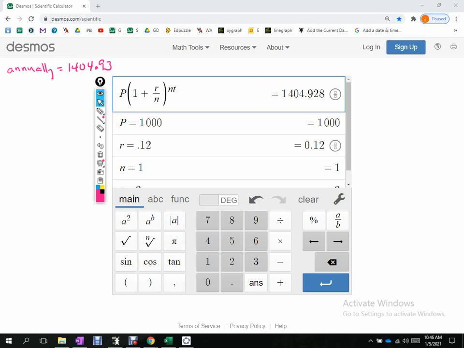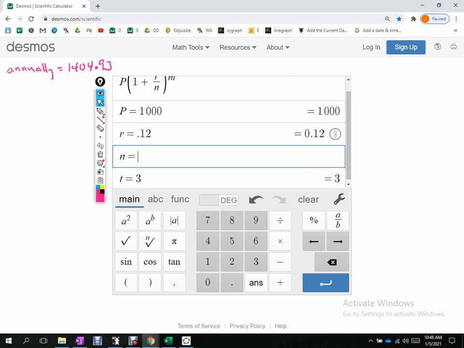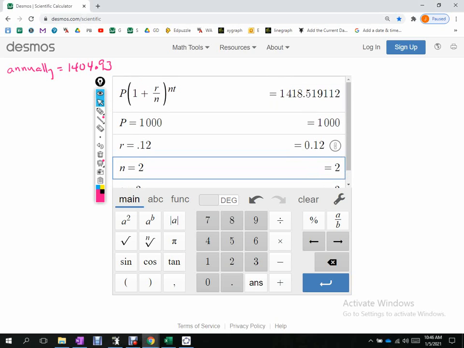So that means that N would have to be 2. So I'm going to change N to 2. And instead of having to retype everything in, I just deleted 1 for N, type 2. It automatically generates that, right? So semi-annually, you get 1418.52.